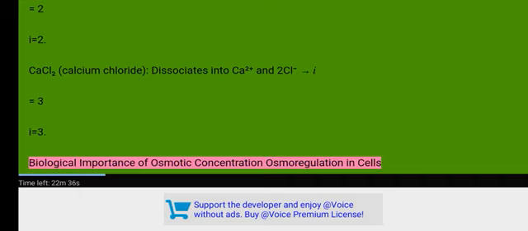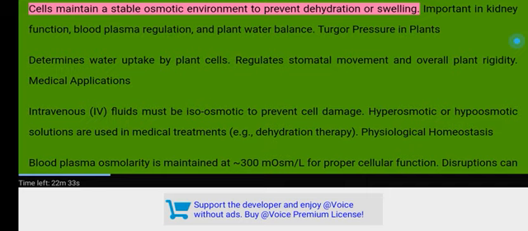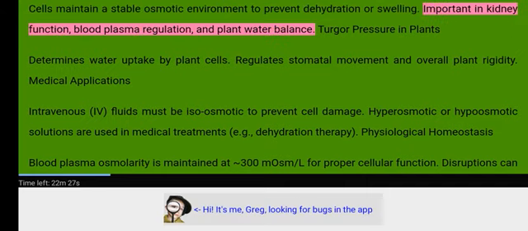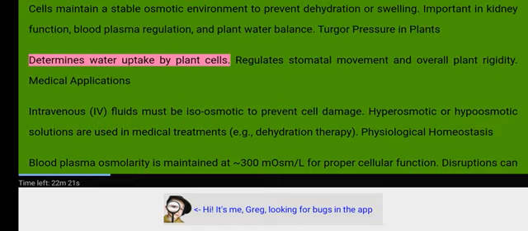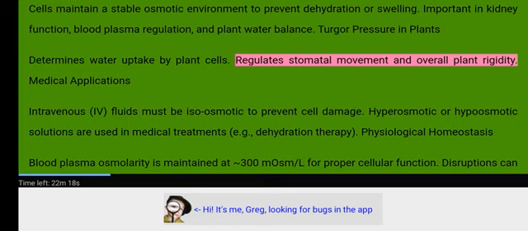Biological importance of osmotic concentration. Osmoregulation in cells: cells maintain a stable osmotic environment to prevent dehydration or swelling. Important in kidney function, blood plasma regulation, and plant water balance. Turgor pressure in plants determines water uptake by plant cells. It regulates stomatal movement and overall plant rigidity.